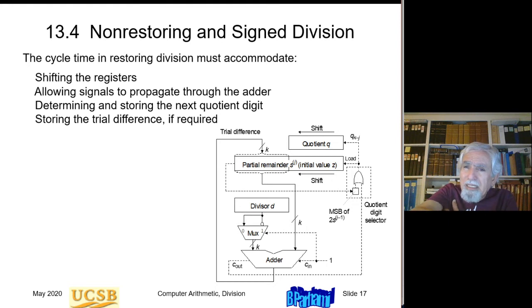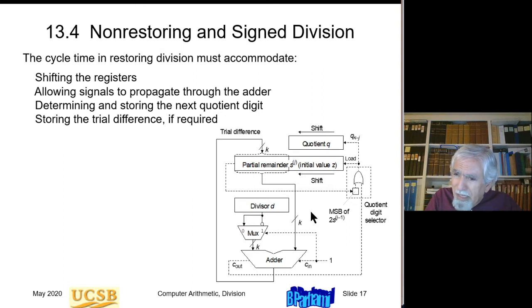Okay, the next topic is what we call non-restoring division, which leads to a direct signed division algorithm. So what is non-restoring division? Well, in the previous divider, we basically did a trial subtraction, but we did not put the result of that trial subtraction into this register if the quotient digit should have been 0. Okay, so this basically lengthens the cycle. We have k cycles in this divider.